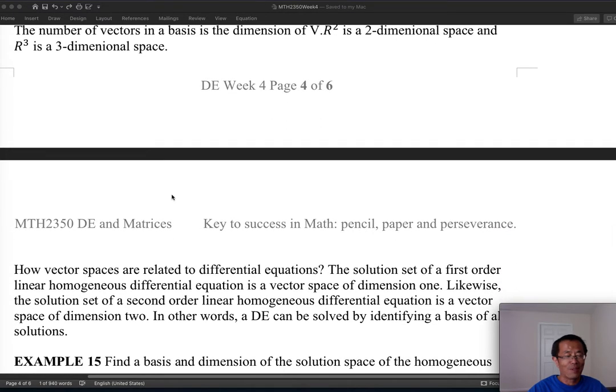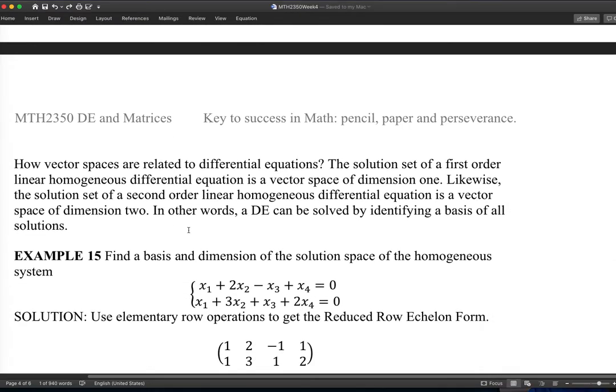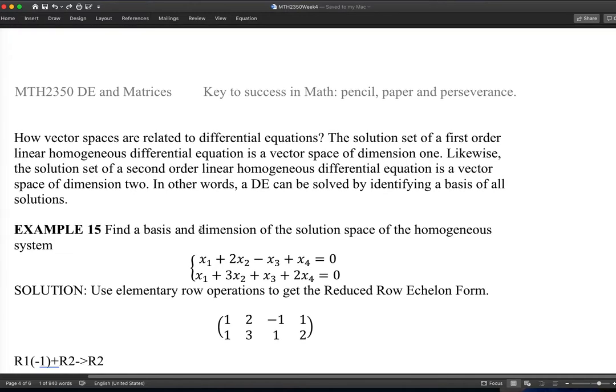One more example I'm talking about here: this class is on differential equations and the matrices, and if at all possible, I'm trying to put those two topics together. Certainly we know vectors, vector spaces, and now we know dimensions and bases. Indeed, I hope you remember we mentioned earlier that the solution of certain kinds of differential equations is a vector space.